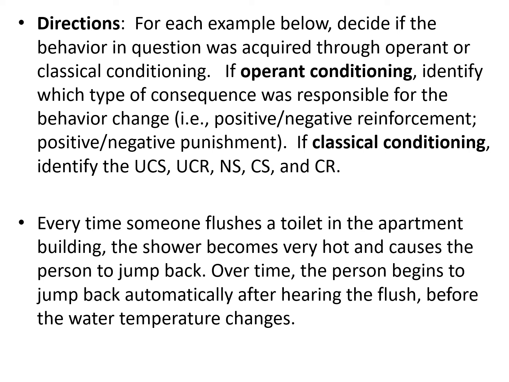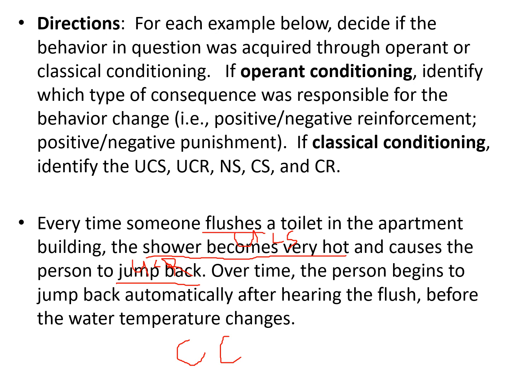1, 2, 3. Okay, so this is an example of classical conditioning. In this one, you have a few things. You have a flushing toilet, apartment building, shower becomes very hot. So the shower becoming really hot is your UCS. This is the thing that is causing other things to happen. And then the person jumping back is your UCR. This is your response to the shower being turned on. So that's your UCS, your UCR.